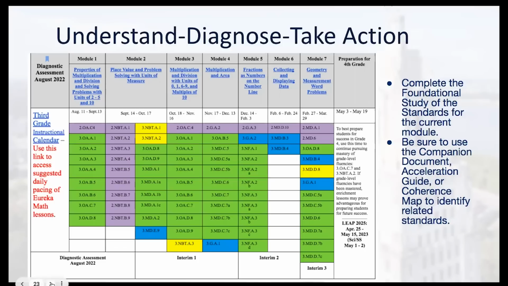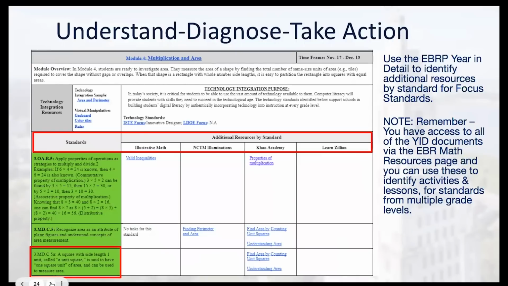So one of the additional resources you have to help with that take action component is remember on your scope and sequence document, after you have your beginning information about each module, you have additional resources by standard, which are hyperlinked activities. So I went to 3.MD.C.5.A, that particular standard. And so you can see that there are a couple hyperlinked Khan Academy activities.